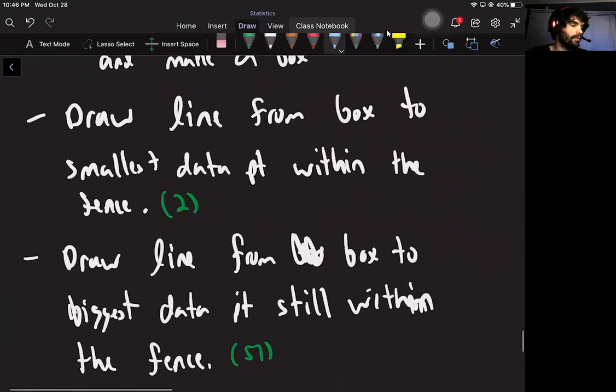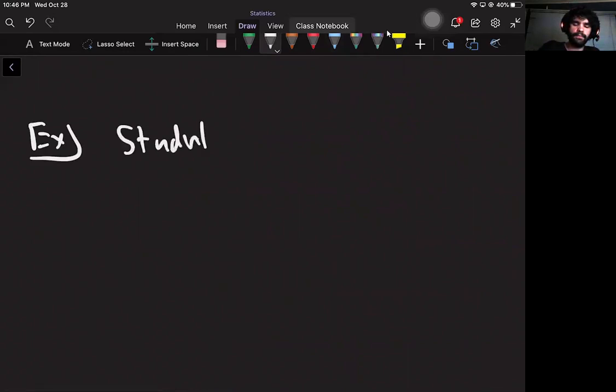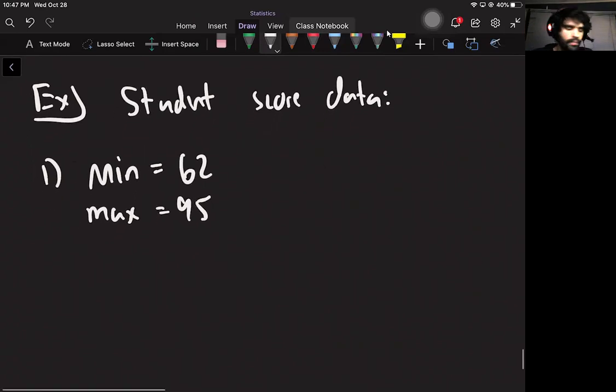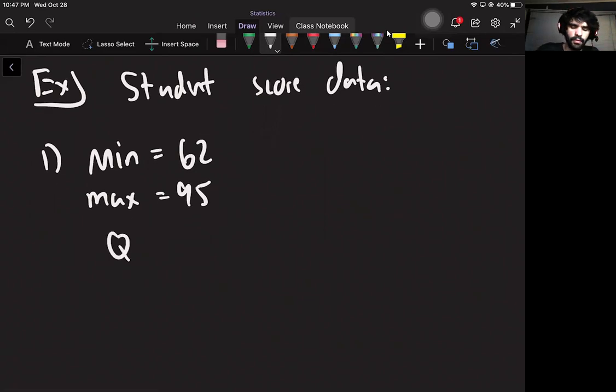So let's do one more example with the student score data that I used a bunch of times already, since I've already calculated a bunch of stuff about it. So I won't rewrite it here. I'll just go quickly. You can scroll back and start from scratch if you want to. So the minimum is 62. The max is 95. Notice that these two numbers aren't even part of the graph, really. They don't really do anything to help you. But for some reason, we write them down because they're part of the 5-number summary.